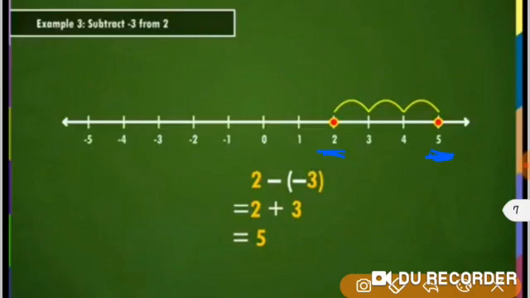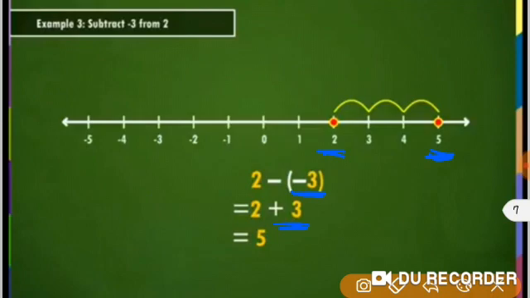Now 2 minus of minus 3, right? Remember, minus minus is always plus. So it is 2 plus 3, which is equal to 5. Also, it appears that adding the additive inverse of minus 3 to 2 is the same as subtracting minus 3 from 2, right? We are adding the additive inverse of minus 3. What is the additive inverse of minus 3? Yes, it is plus 3. So these are the same.